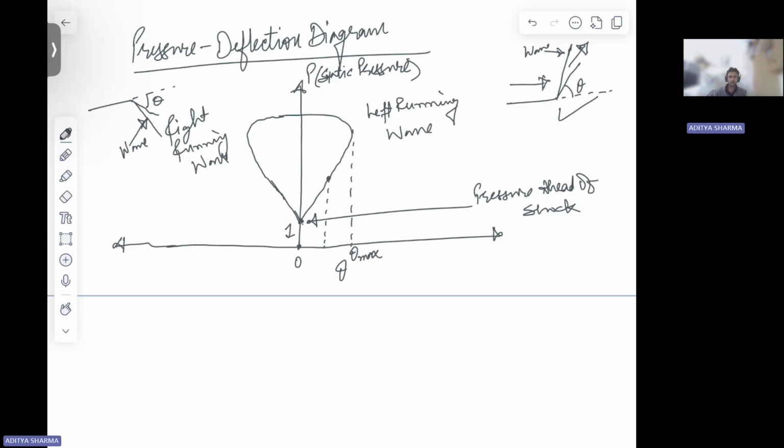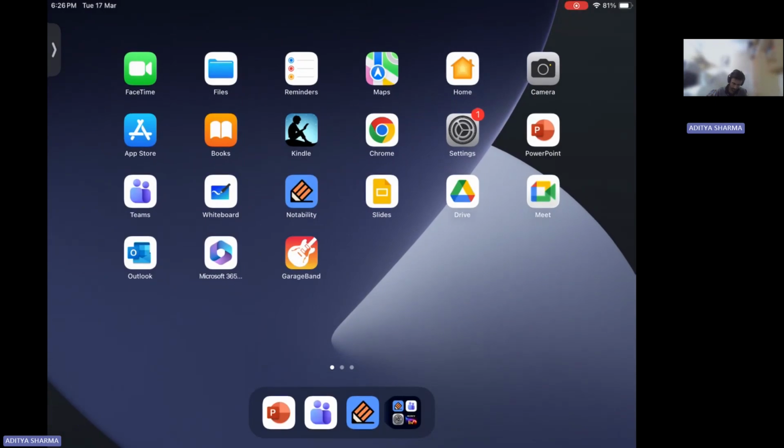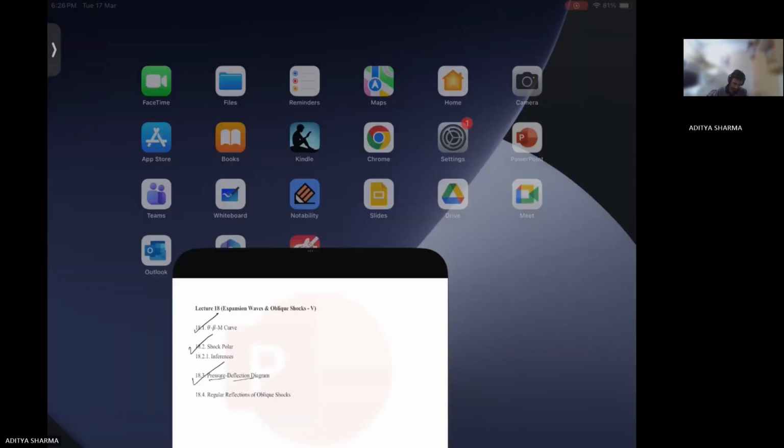Then you have regular reflection of shock waves, oblique shock. Okay, the next topic is regular reflection of oblique shock.